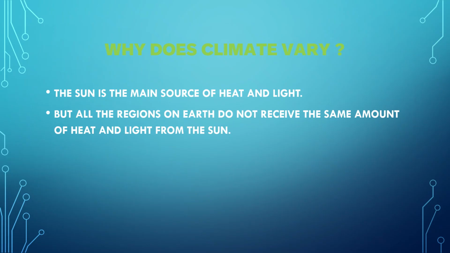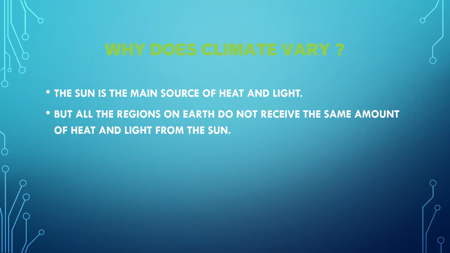So the factors that affect climate are distance from the equator, altitude or height above the sea level, distance from the sea, and direction of winds. These four factors affect the climate of a place. And we come back to the topic.